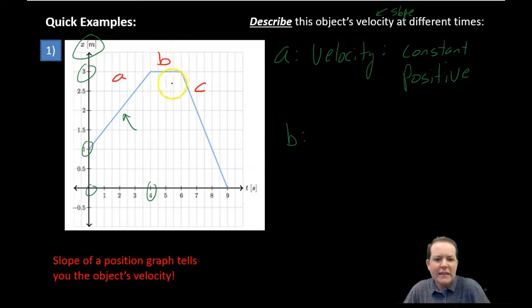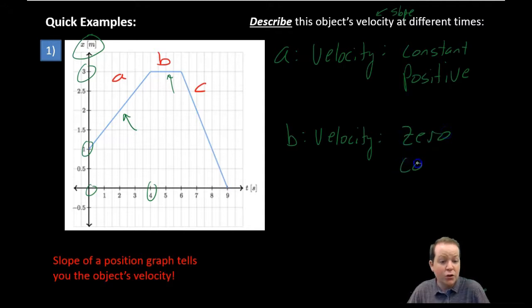How about B? What's the velocity doing at location B? Can you answer this on your own? Well, the slope, because remember, I'm looking at slope, is 0, and it's also constant. That means the velocity is 0 and constant because the slope of a position graph gives us velocity.